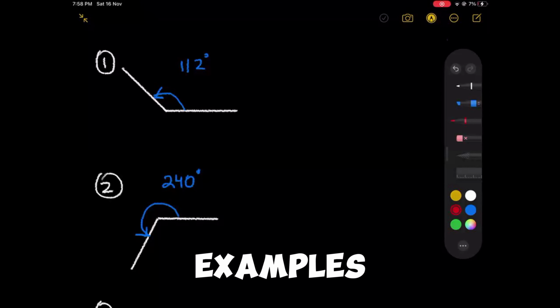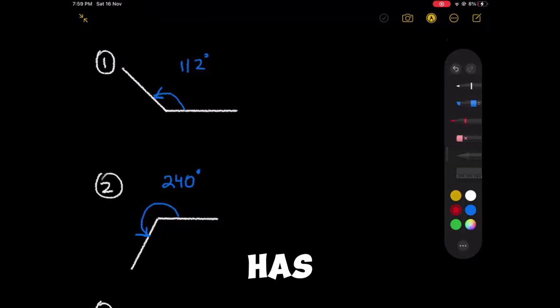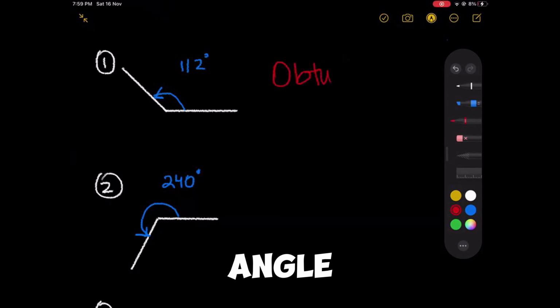Let's look at a few examples to make sure we understand the concepts. So the first one has an angle of 112 degrees. What do you think the name of the angle would be? So if you thought obtuse, you're correct. So the first angle is greater than 90 degrees, but less than 180. So this angle is called an obtuse angle.